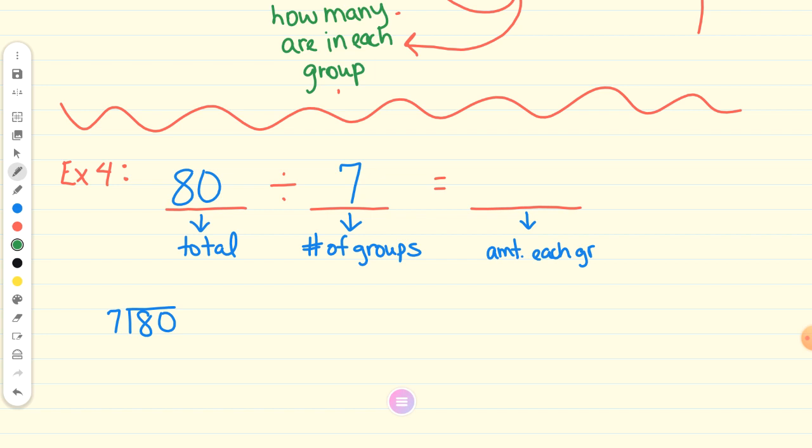Sadie, how many times does 7 go into 8? Once. So I'm going to put a 1 above it. 7 times 1 is 7. Subtract. Get 10. Finley, how many times does 7 go into 10? Once, so I put a 1, 7. So I get 11 remainder 3.